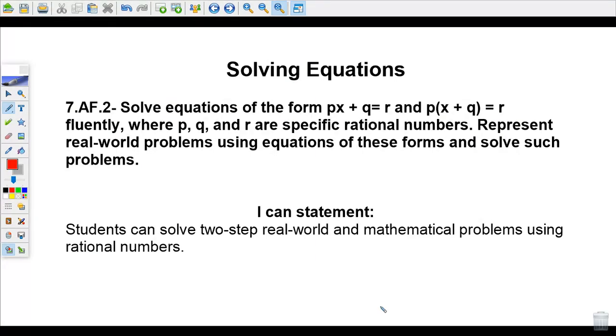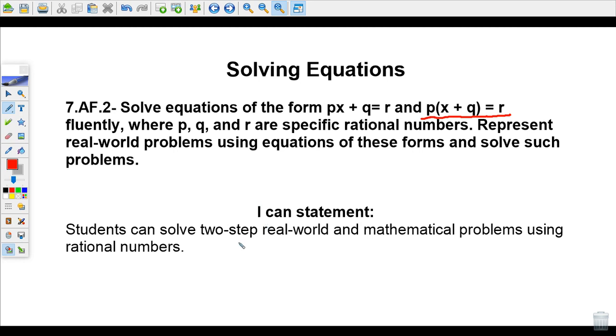Students, in this video, we're going to continue solving equations. We've looked at two-step equations that look like this. Now we're going to look at multiple steps in solving our equations. They're called multi-step equations, and they look like this. This is distributive property. If you think back to some of our previous videos, we talked about distributive property. So we're going to use that to help us solve some equations today.